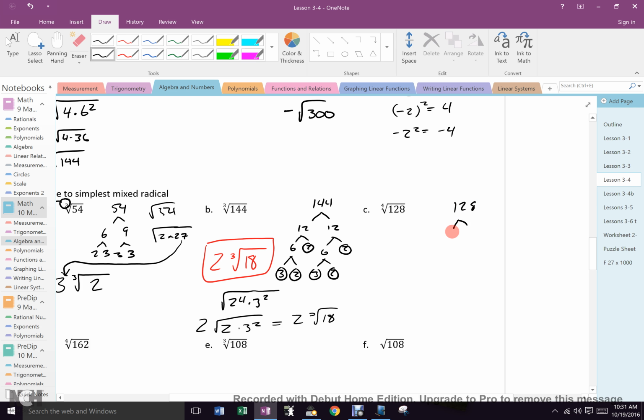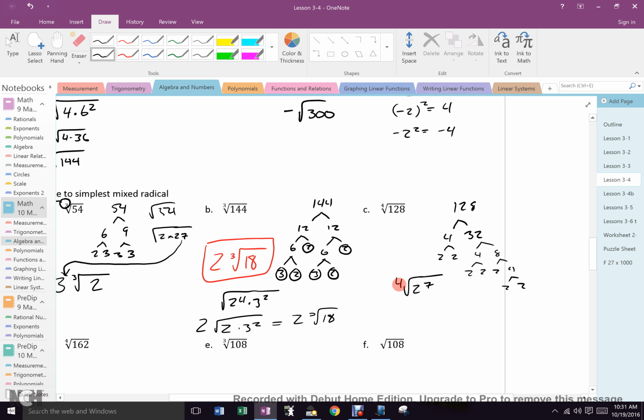Sammy broke it down to 4 and 32. Then she kept going. 2 and 2, right? 4 and 8, 2 and 2, 2 and 4, 2 and 2. And got 1, 2, 3, 4, 5, 6, 7, didn't you? So I need the fourth root of 2 to the 7th, right?